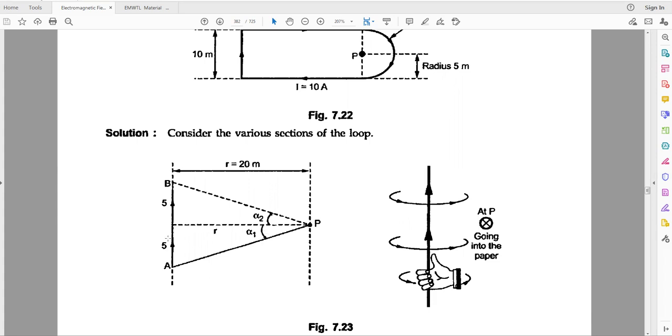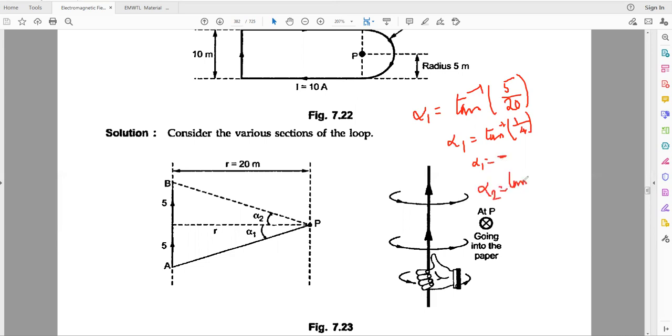Okay, so tan inverse, the R is given as 20 meters. So alpha 1 is equal to tan inverse of 5 by 20. So alpha 1 is equal to tan inverse 1 by 4, and it is a minus value. Alpha 1 is equal to, you get the minus value.